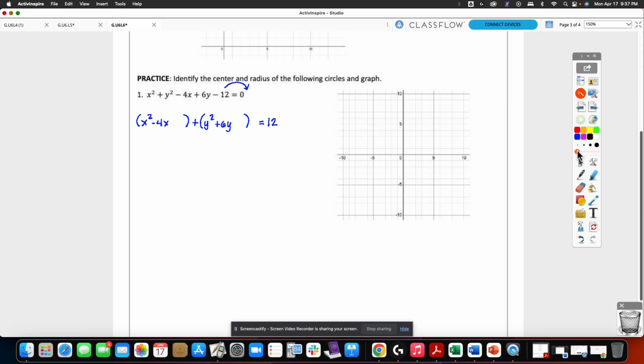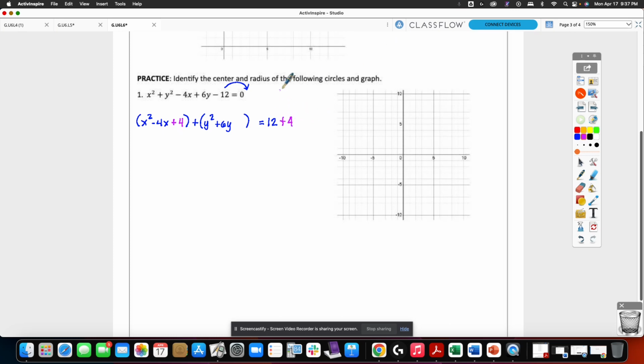Now, we will complete the square. So how do we complete the square? We want to find what the third term is. We divide this by 2. So 4 divided by 2 is equal to 2. And then 2 to the second power, 2 squared, would be equal to 4. So the third term here is 4, which needs also to be added to the other side.